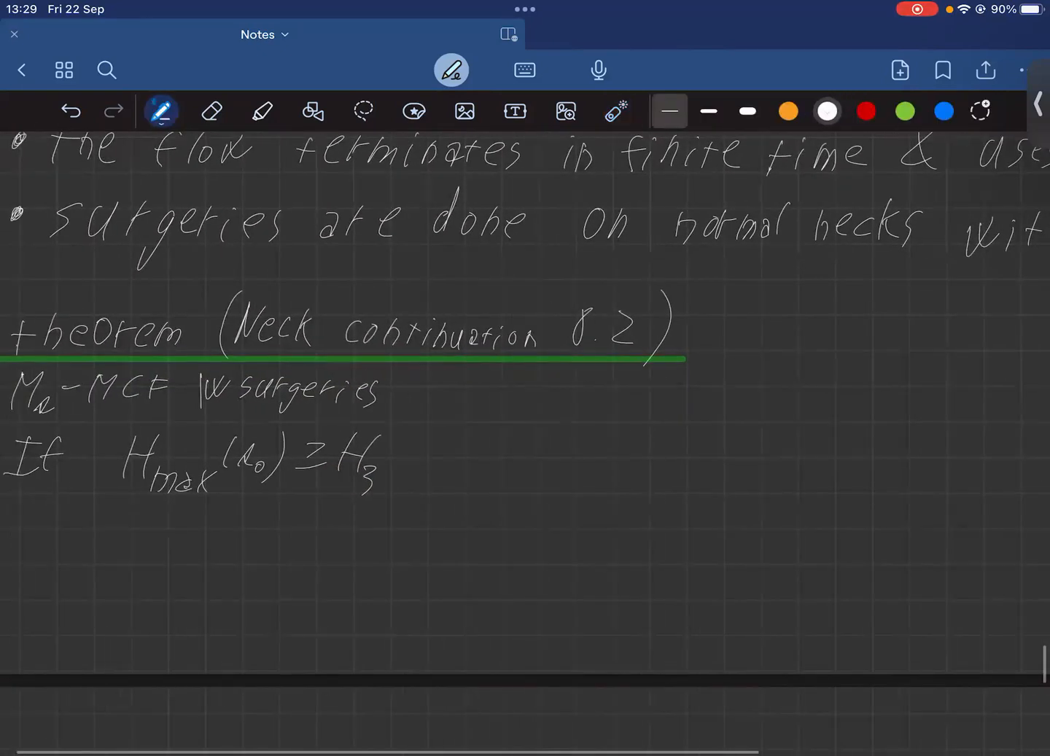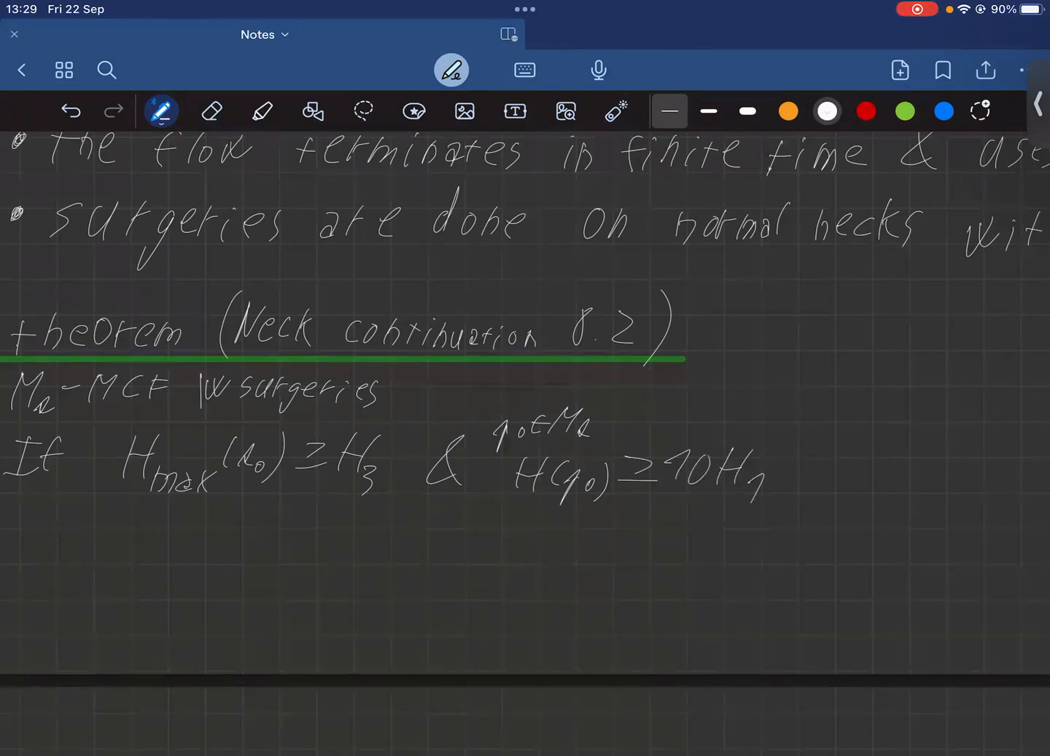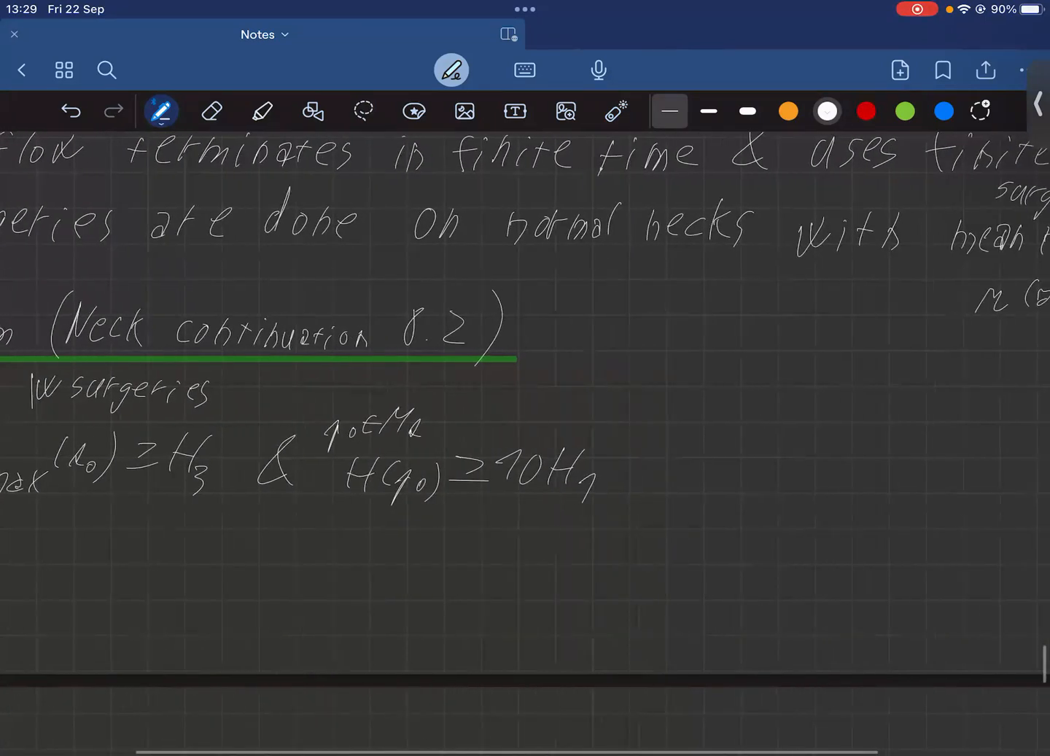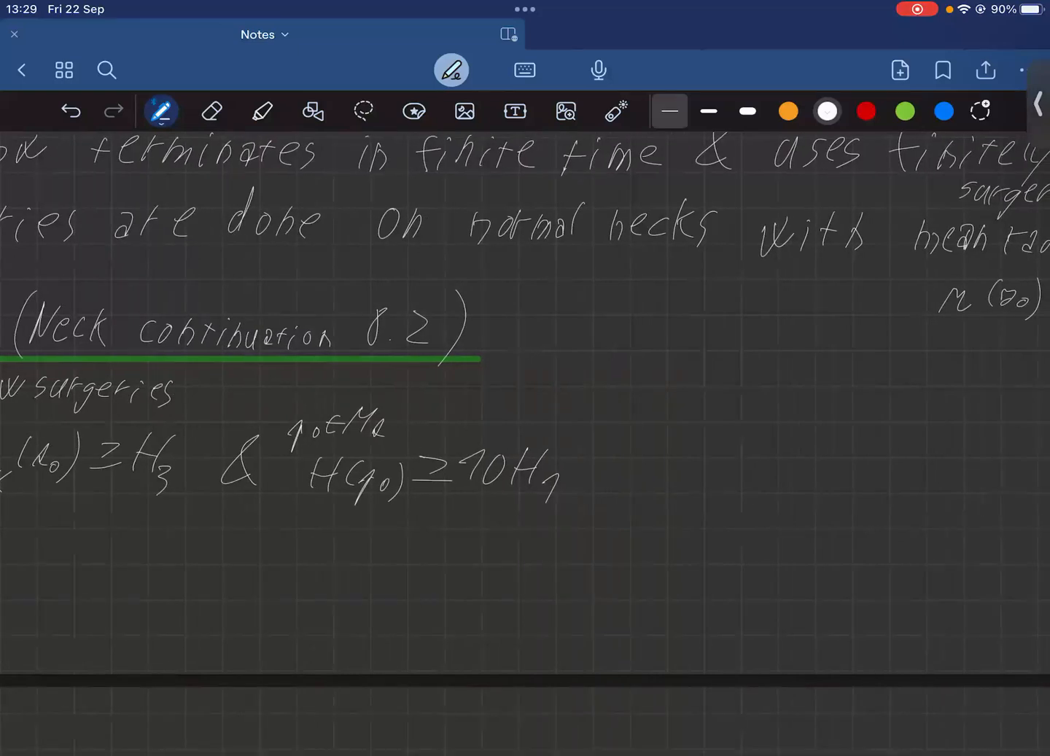So if the maximum mean curvature hits H3, and we have some point P0 on our manifold such that the mean curvature of P0 is greater than or equal to 10H1. This 10H1 is kind of a rough estimate of H2, basically. So it means just that the curvature is within H2 and H3.